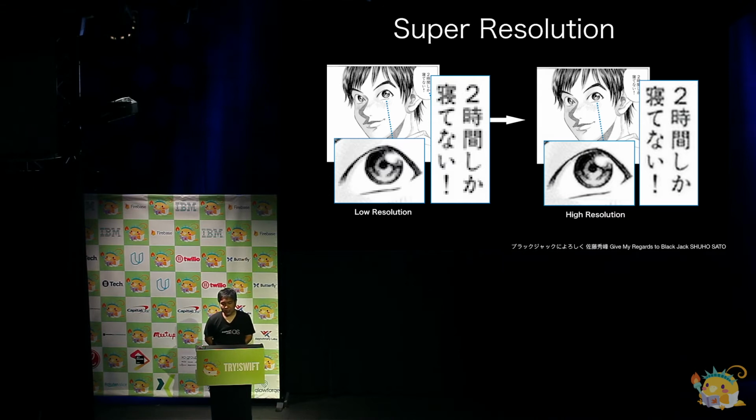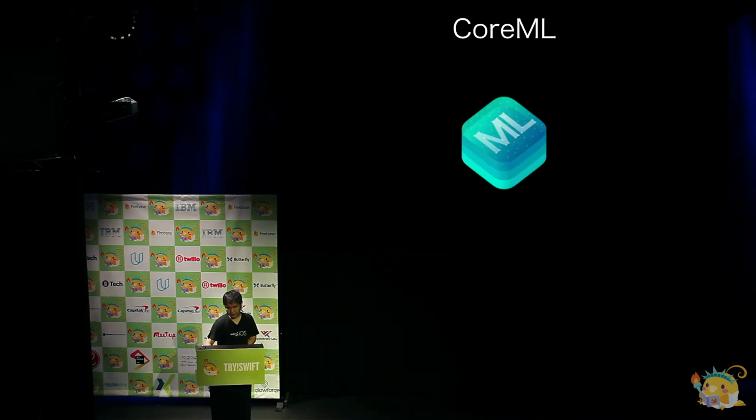This problem can be solved using super resolution, which is our main topic for today. Super resolution is a type of technology that converts a low-resolution image into a high-resolution image. Research on super resolution began a long time ago, but thanks to machine learning and deep learning, the field has seen incredible advancement in recent years.